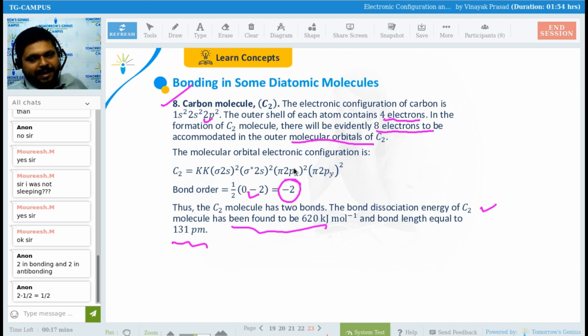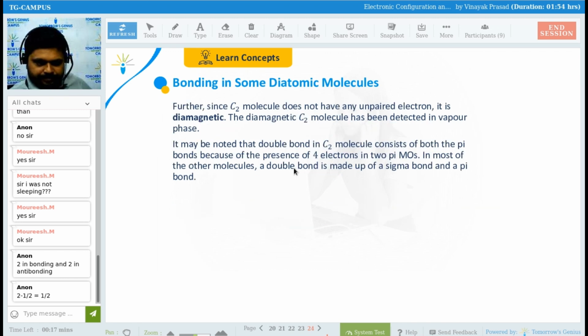See guys, actually what will happen? This pi 2px will be cancelling this pi 2py. Getting my point? So the total number of anti-bonding will be 2. Easy one. Now you can see here, it will be diamagnetic in nature. Further, since the C2 molecule does not have any unpaired electrons, it will be diamagnetic in nature.